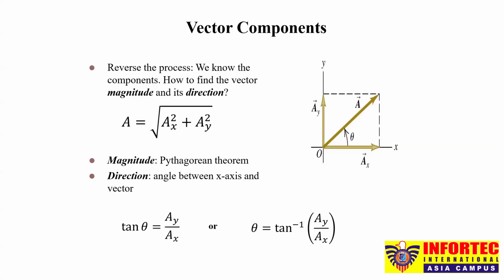Right? I think you have the idea of how we convert the vector components, and given the vector components, how we find the resultant vector. The important thing is the Pythagorean theorem, and we also need to find the direction. The direction can be expressed using tan theta, tan inverse of Ay over Ax, right?